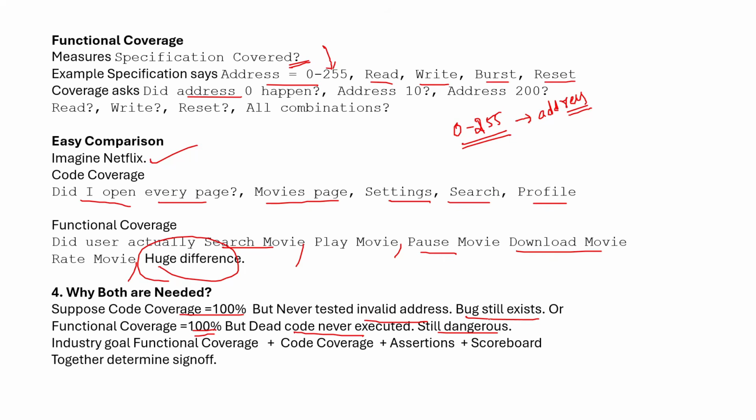Not reachable code means, suppose you are giving different types of scenarios but still it is not getting covered, then there is a bug. We need to inform the design team that there is dead code, and I am still not getting that coverage. So functional coverage, code coverage, assertions and scoreboard all together determine your sign off. During sign off, we need to check all these things. Clear?